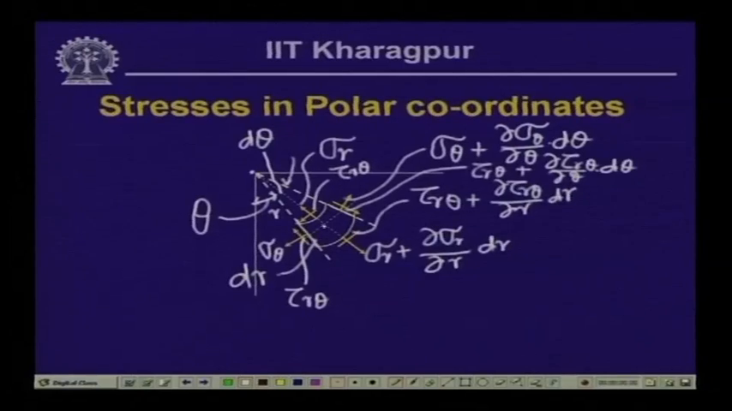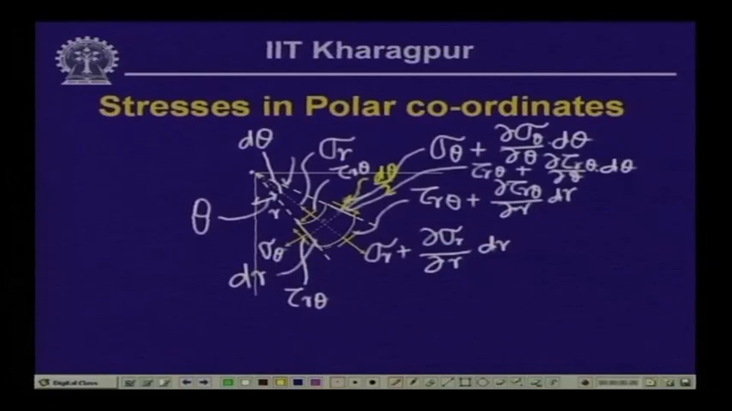Also, if we draw a tangent at this particular point, please note that the normal stress on this surface makes an angle of d theta by 2. Now, if we take the equilibrium of the forces in the radial direction and tangential direction, we can get the equations of equilibrium.